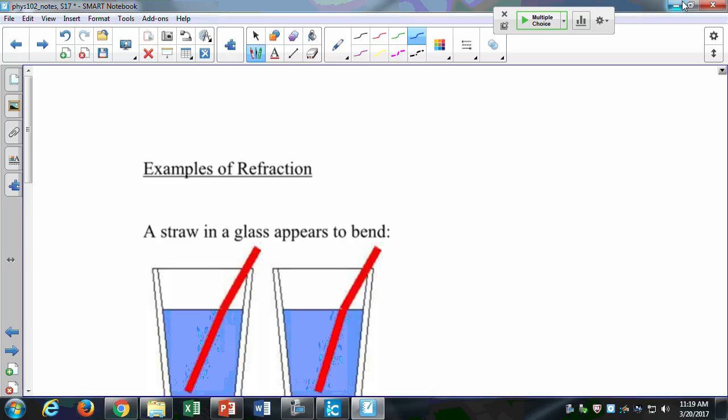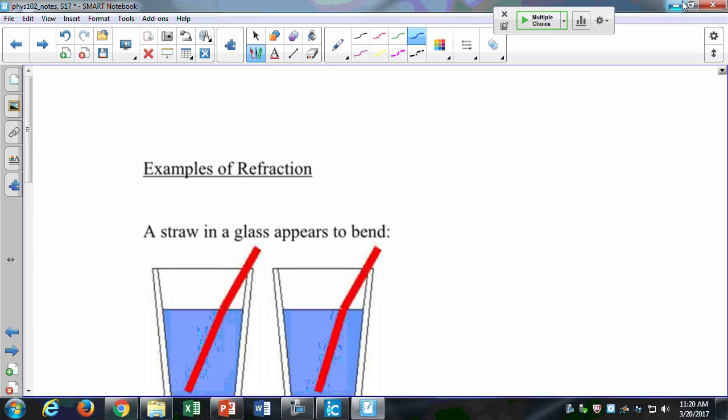Not sure if y'all will be able to see this in the back, but this is just a big piece of acrylic, and I can run my laser through here, and if I move it like this, see how it bends? I'm moving at a fairly steep angle, but then it bends towards the normal as it goes into the glass. Can y'all see it up front here? Can y'all see that here?